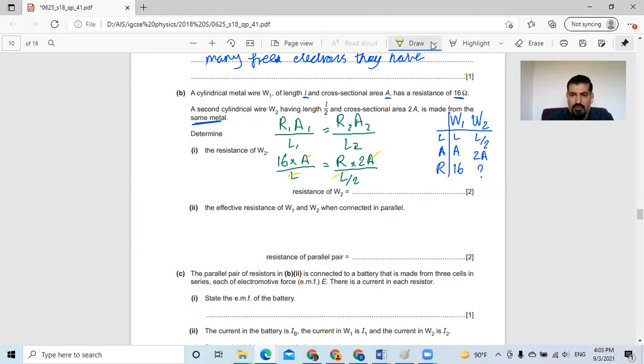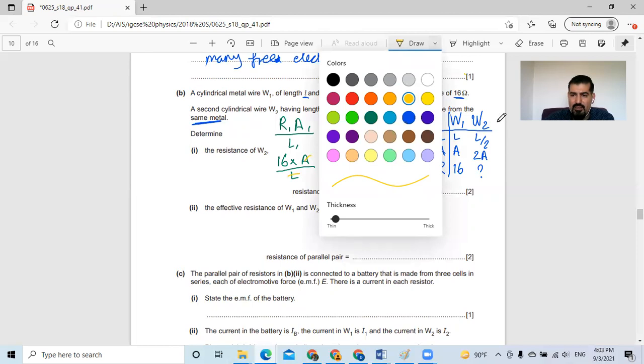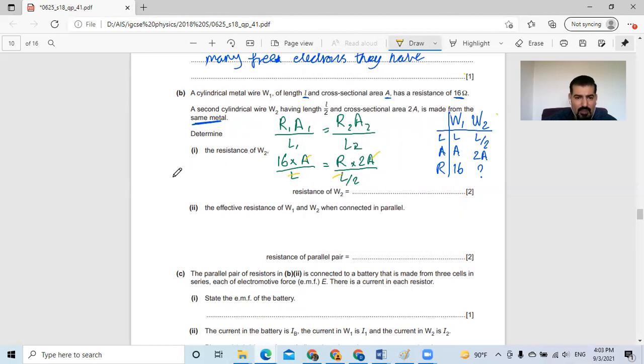What will we get here? We'll find that 16 equals R multiplied by 2 divided by half. When we do that, divide by 2, divide by half, that means multiply by 4. So divide by 4, R will be equal to 4.0 ohms.